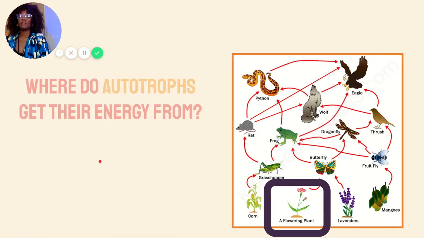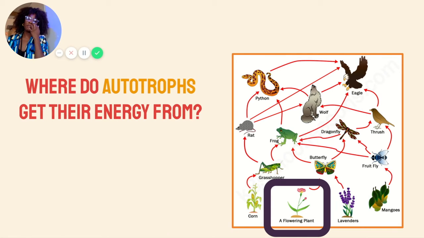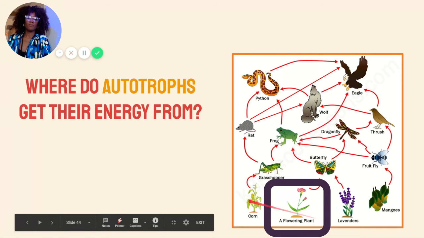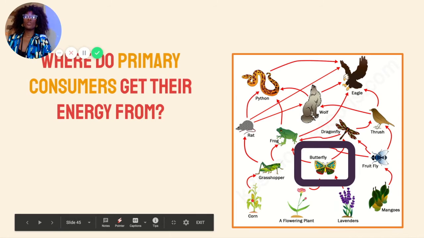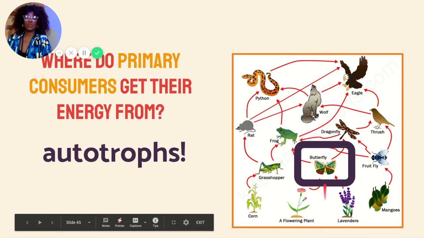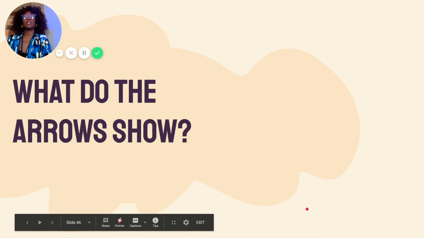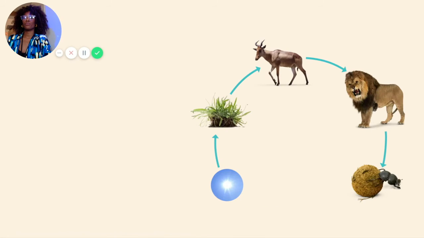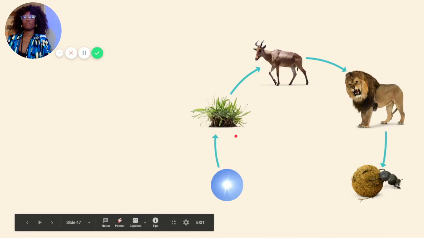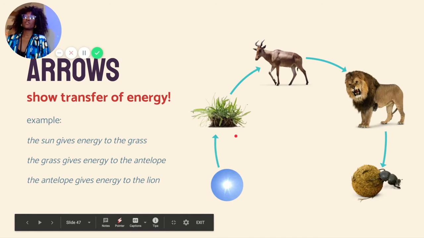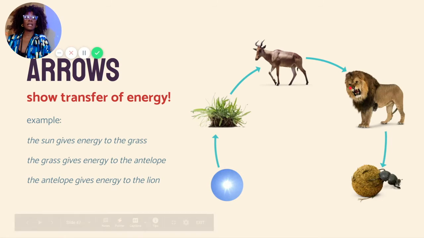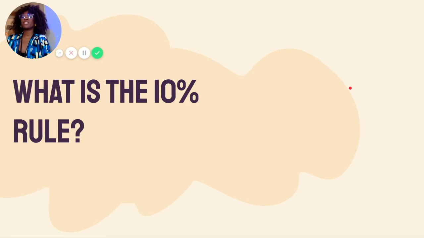Okay? Where do autotrophs get their energy from? The sun, exactly. Where do primary consumers get their energy from? Autotrophs, right? Because primary consumers are literally eating the autotrophs. What do the arrows in a food web show? What are these arrows showing? The transfer of energy. So right here, the sun gives energy to the grass gives energy to the antelope gives energy to the lion.